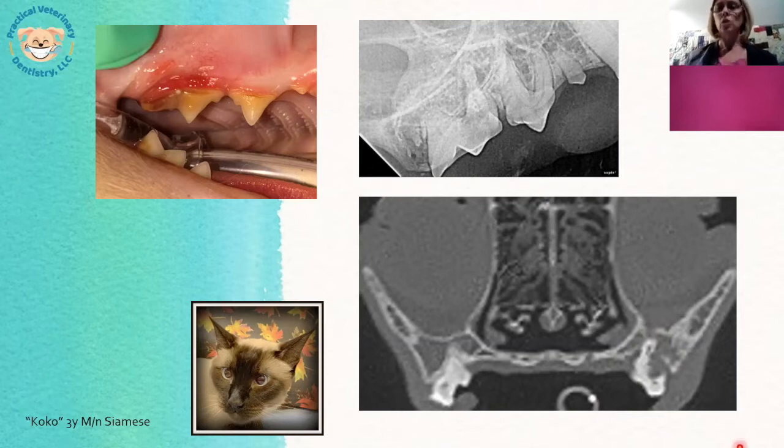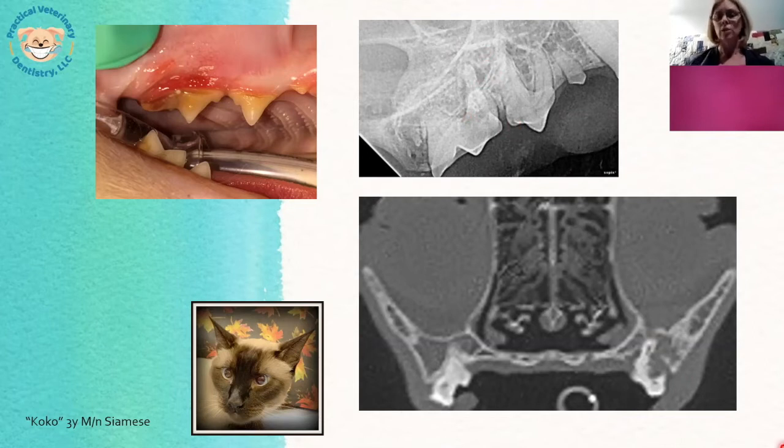And this is a good visualization for the owner to really be able to understand why that tooth had to be extracted, as well as a good reminder to the surgeon, to the veterinarian that is doing it, that you do not want to slip with your elevator, because this, I can see some bone loss here.